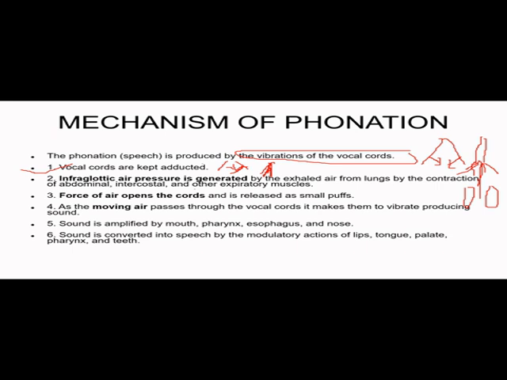So now this forced air will go in force and it will open the cords. So the cords will be opened in small parts. Means one puff goes, cords have opened. Another puff goes, cords are open. When the moving air passes through the vocal cords, there is vibration and production of sounds.